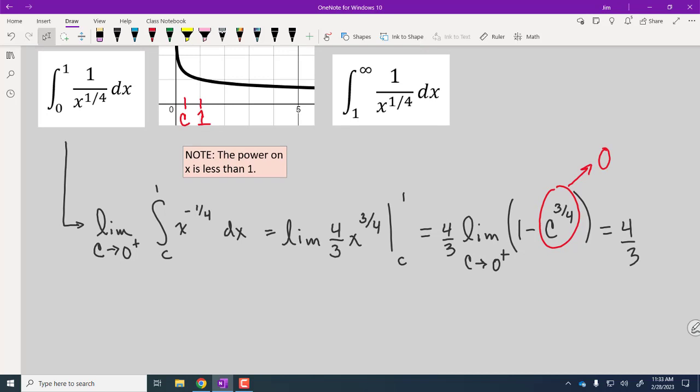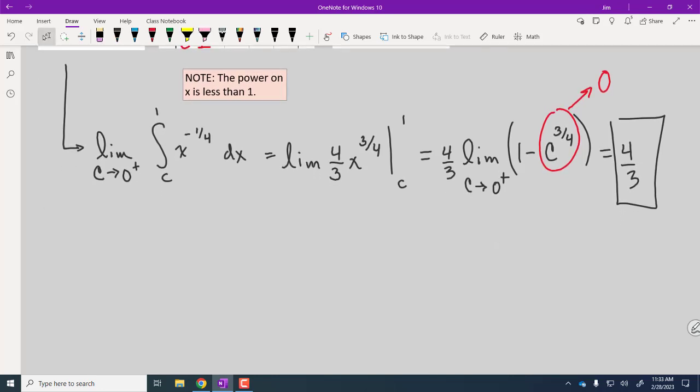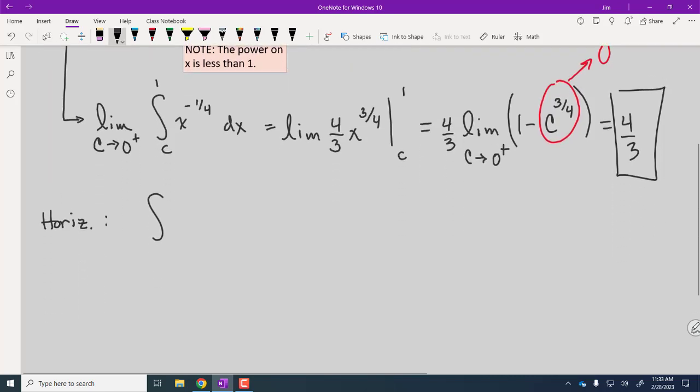So convergent vertical tail. And let's show that the horizontal tail does not converge. So let's go horizontal now. We're going to integrate from 1 to infinity, x to the -1/4. So that's the horizontal tail. We see the infinity, so here it's more obvious. We're going to let b go to infinity. And this will be the integral from 1 to b, x to the -1/4.